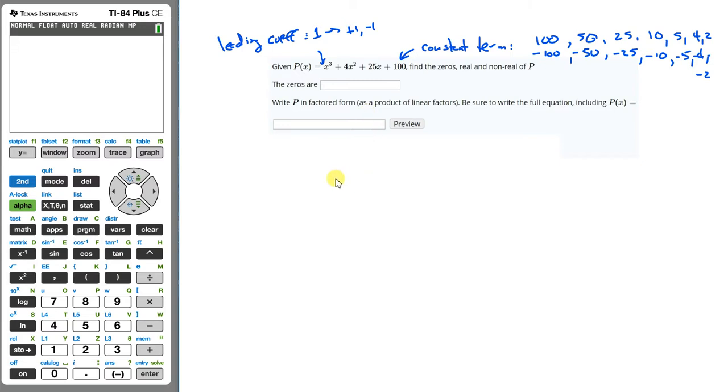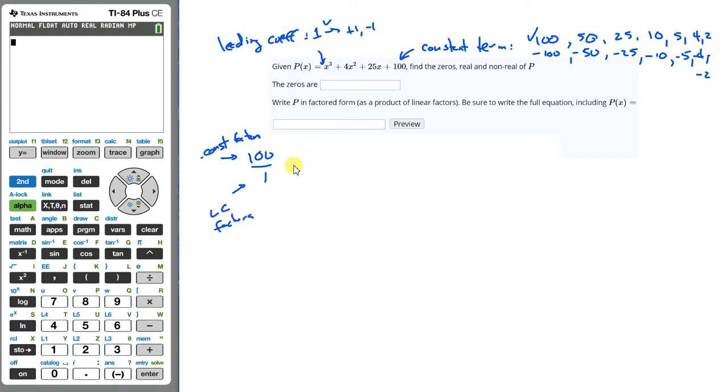So it turns out that if you look at all the ratios of the factors of the constant term divided by the factors of the leading coefficient, those are the possible x-intercepts of the function. For instance, I could have 100 over 1, because the 100 is a constant term factor and the 1 is a leading coefficient factor. So basically we want the factors of the constant term divided by the leading coefficient factors.